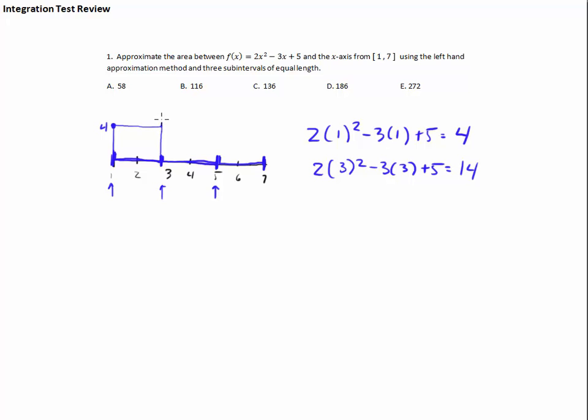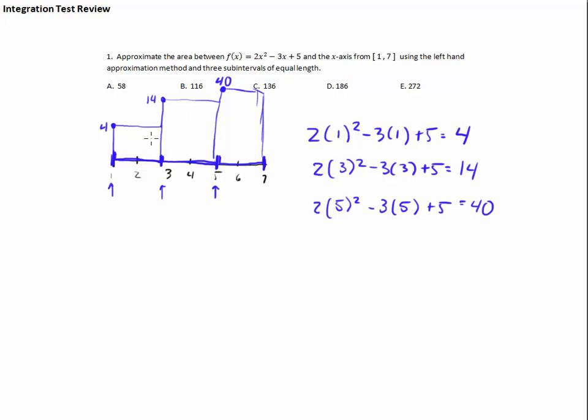Cool. So this goes up. This is not to scale by any stretch of the imagination. Okay, there we go, like that. It just helps us get an idea of what this thing looks like. And finally, for our third subinterval, we're plugging in 5. This is where it's going to get really not to scale, but that's okay. 5 squared is 25, times 2 is 50, minus 15 is 35, plus 5 is 40. So it goes up there really high to 40.